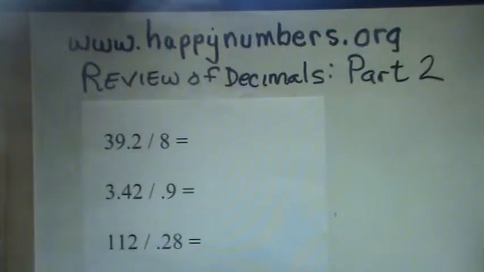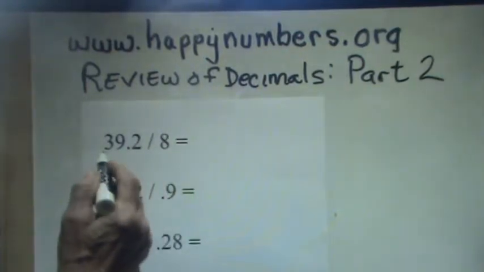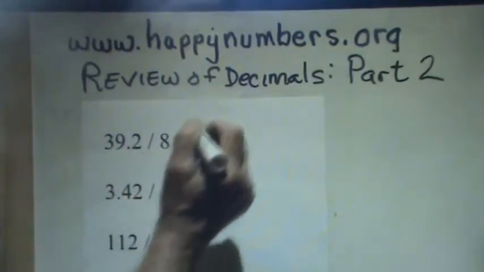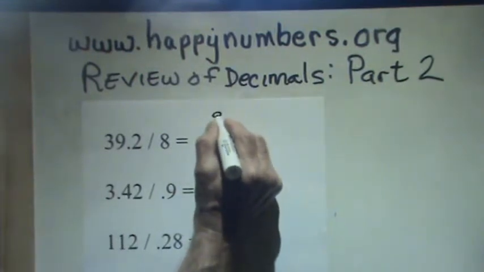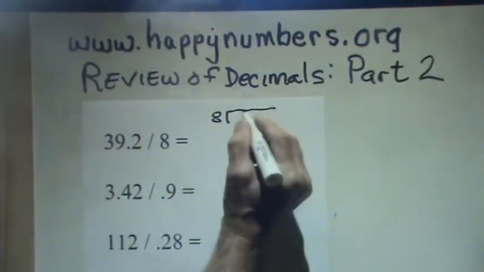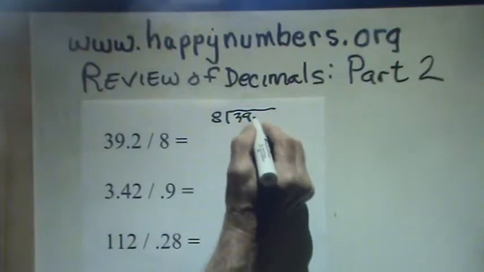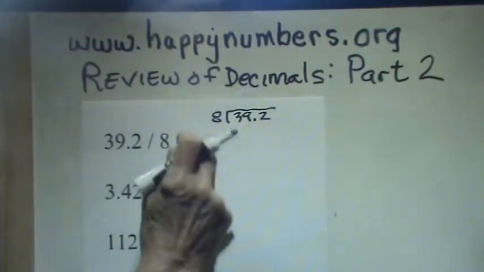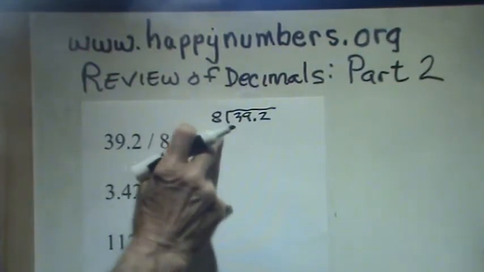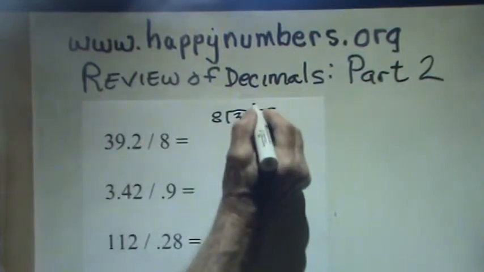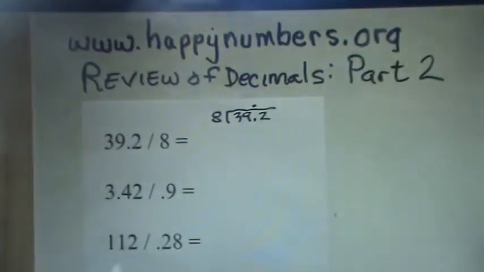Let's take the first problem. 39 and 2/10 divided by 8. Well, we have a whole number, and we're dividing it into a decimal. So we don't have to do anything here. We don't have to move any decimal places or anything. We just put our decimal up here, and we just do our division.